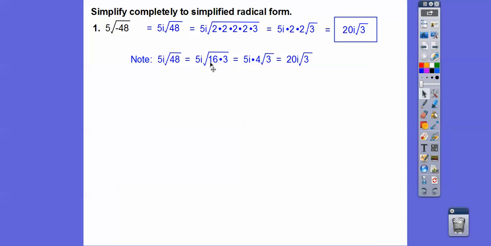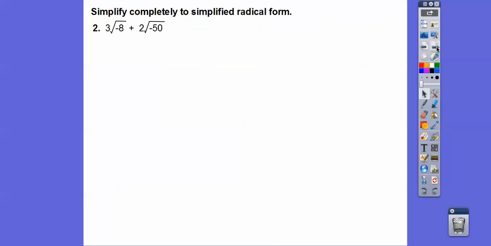All right, so here the square root of 16 is 4. So 5i times 4 is 20i. Same answer. And that's the way I'm going to do that for the rest of these right here. All right, so let's pull the i's out. This is going to be 3i root 8. This is going to be 2i root 50.